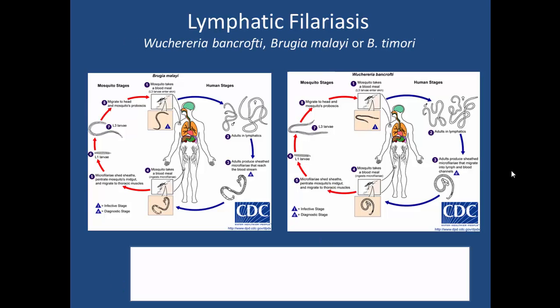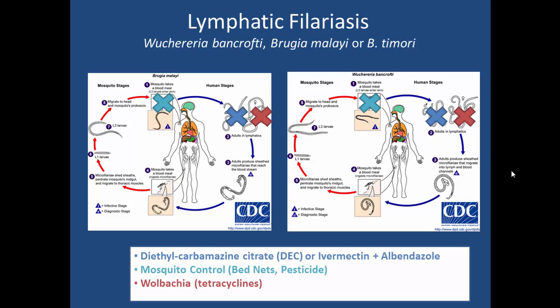The treatment for this one, let me just go over the life cycle real quick. So the life cycle has, as I mentioned before, a mosquito section, very similar to malaria, and a human life cycle. And the different species have very similar life cycles. There are several drugs available for this, and they both attack the adult form of the parasite. There's a drug called DEC, or you can use ivermectin and albendazole. Remember, albendazole was used for the treatment of STH as well. So if you're treating for lymphatic filariasis, if the person is co-infected with STH, you're also treating for that.